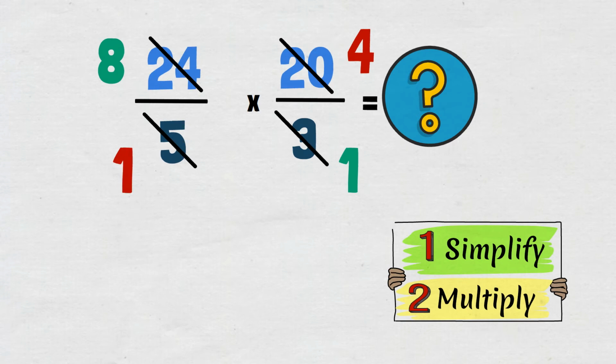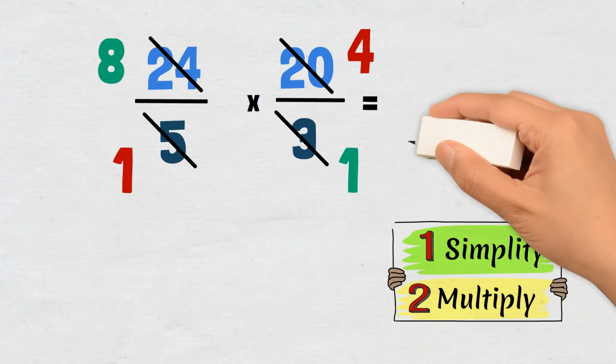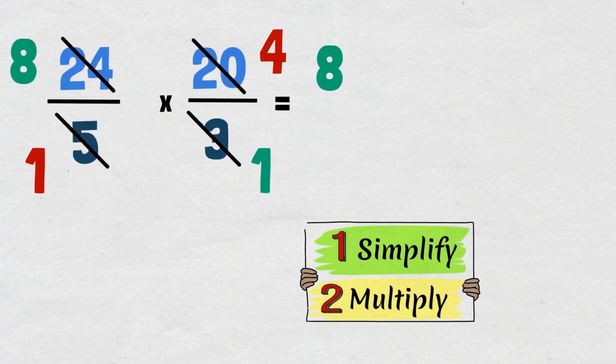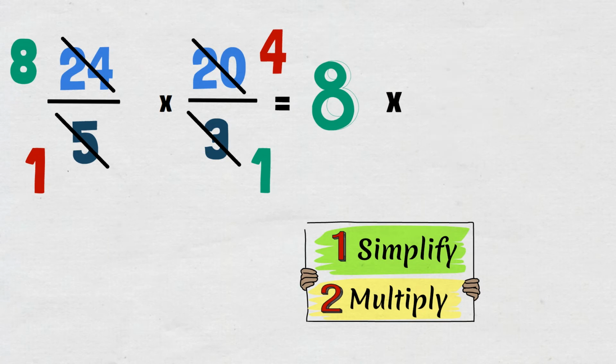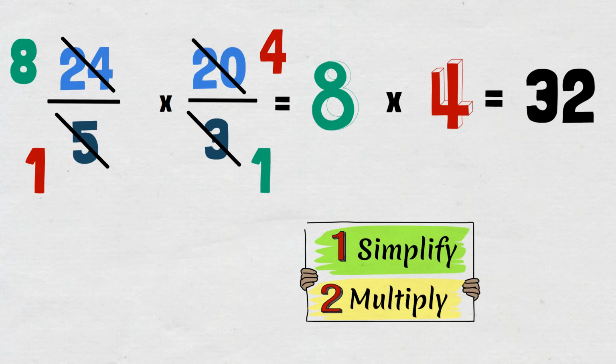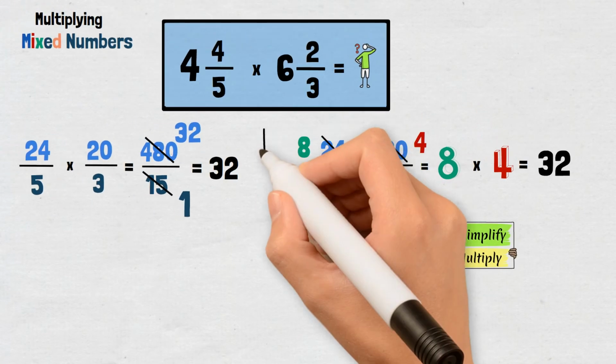As a result, instead of multiplying 24 over 5 times 20 over 3, we ended up multiplying 8 over 1 times 4 over 1. Since any number over 1 is that same number, we get 8 over 1 times 4 over 1, which equals 8 times 4, or 32, as the final answer. Regardless of the method, we ended up with the same answer.